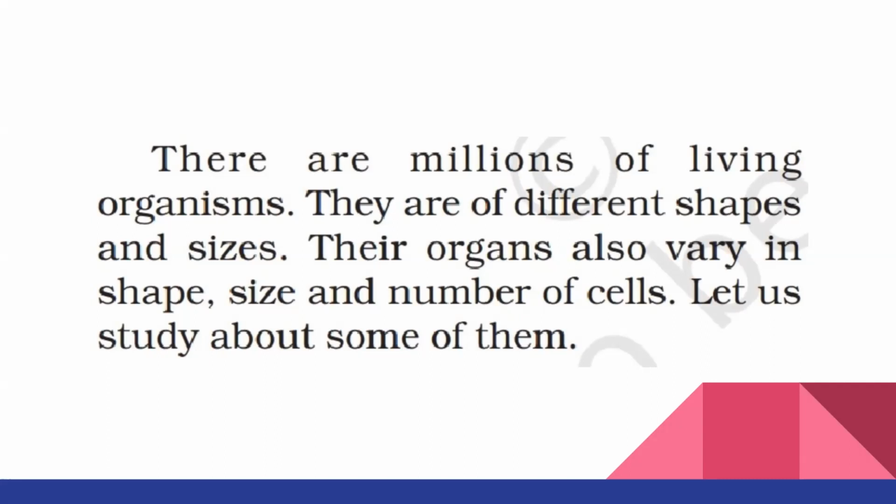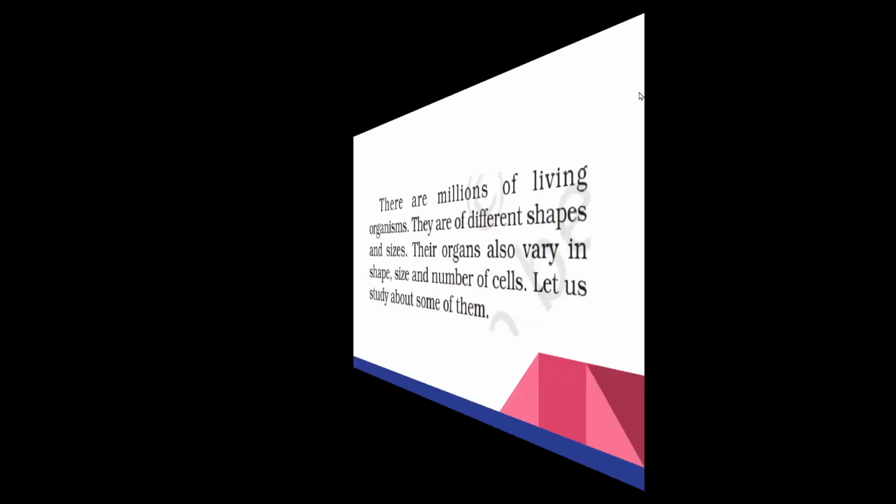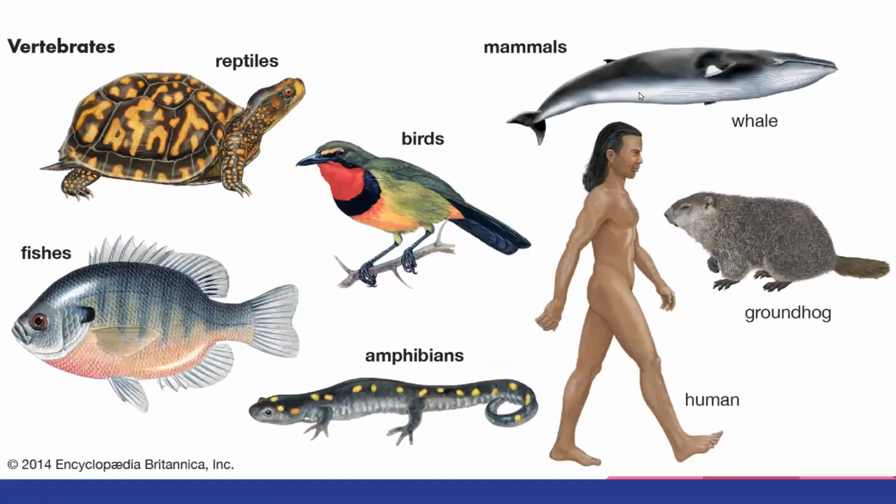Even then, its body is made up of millions of cells. You may be wondering how it is possible. Such a small organism, its body is also made up of millions of cells. See, I have shown here some more organisms which we see around us. So many organisms. There are very small organisms also and big animals also. All these organisms, their body is made up of millions of cells.